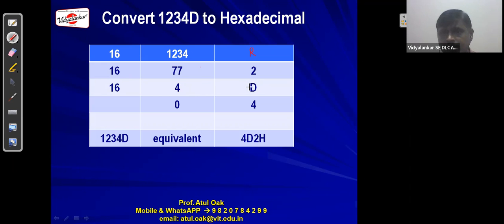Observe it. This is the additional requirement. You have to remember A to F, 10 to 15. Further division is not possible, so we stop the division. Quotient is 0, and whatever is the last value becomes my remainder. We pick up bottom to top. So 4D2, 4D2 hexadecimal is the answer. 1234 decimal is equivalent to 4D2 hexadecimal.